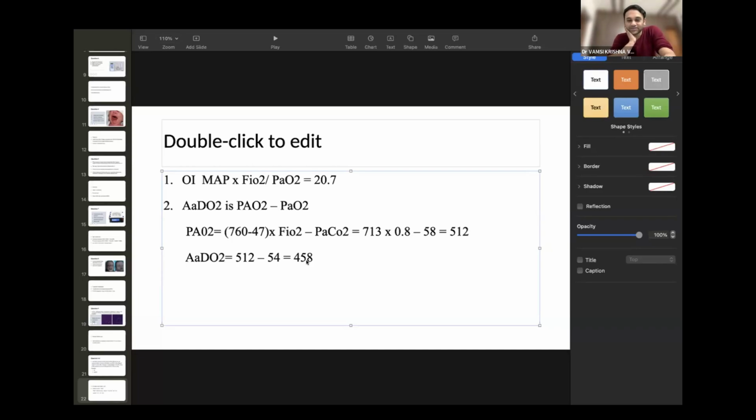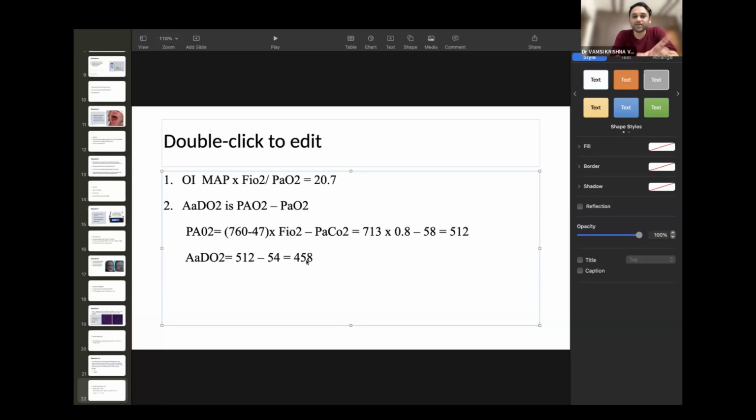The problem with OI is that if you change the MAP, it will change. The baby may not require a high MAP. If you're providing a very high MAP in HFOV, then the OI can change. If you are providing more FiO2 and you're not able to titrate based upon the SpO2, then also you can get an inadvertently high or low oxygenation index.